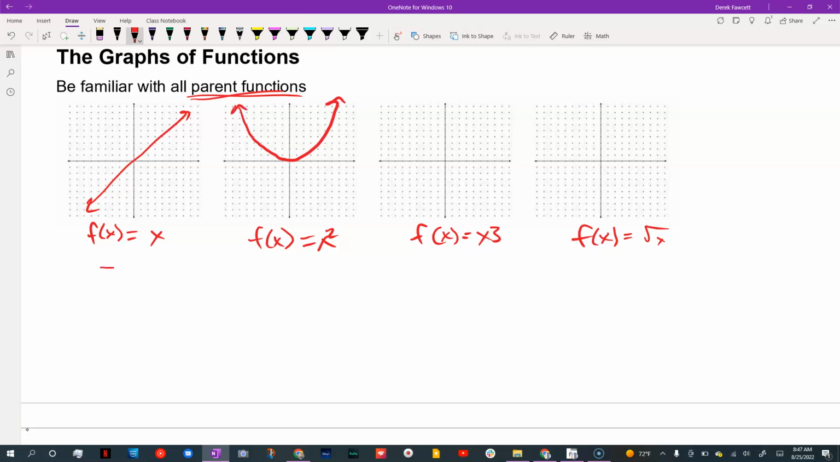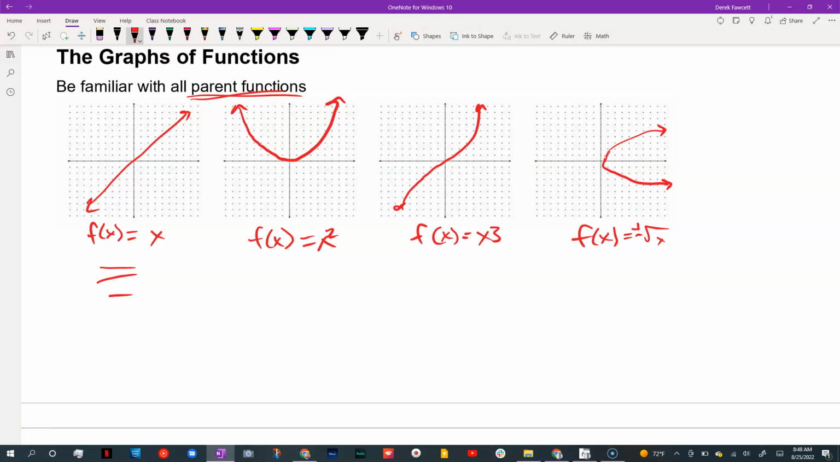The first one is a linear graph, so it's just a straight line through the origin with a slope of 1. The next one is your quadratic. This is a cubic, so it looks something like that. And then the square root, now if it's positive, negative square root, it would look like this. But in this case, I just wrote square root, so it's just the upper portion. But if it's positive, negative square root, it would look like that.